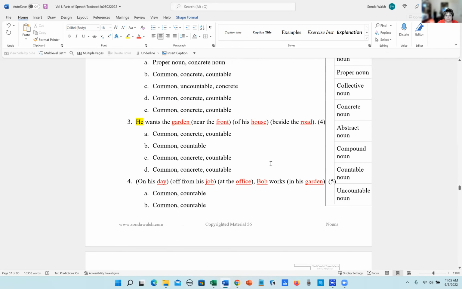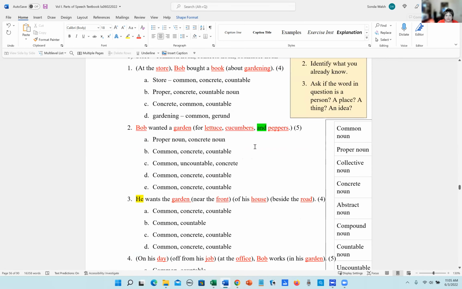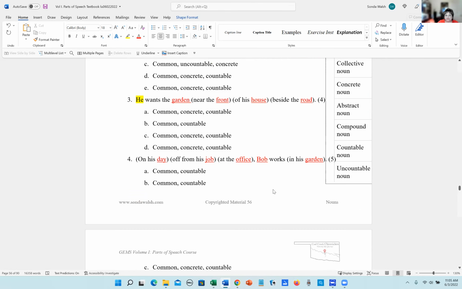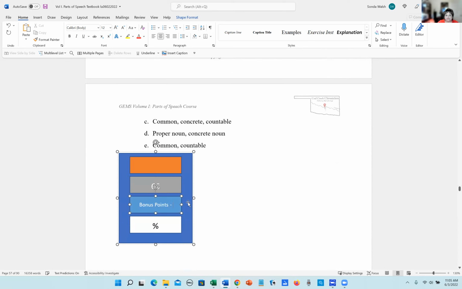If you got, and I don't know that you would, but maybe you've taken this course before, but if you have gardening as a gerund, then give yourself 2 bonus points.